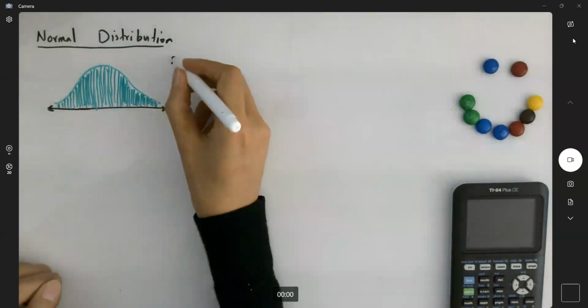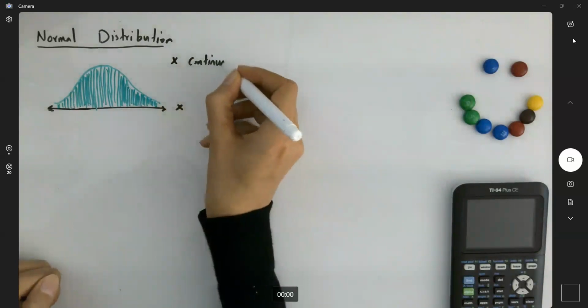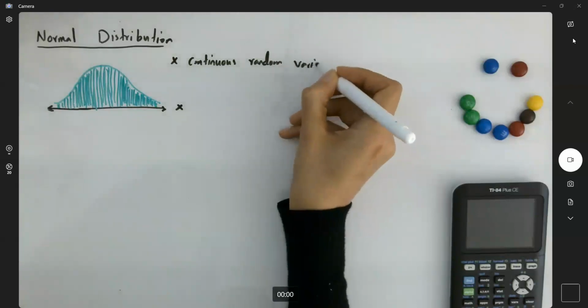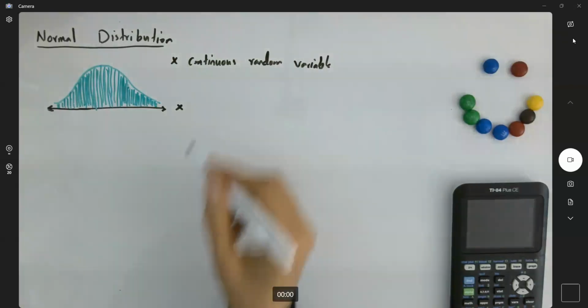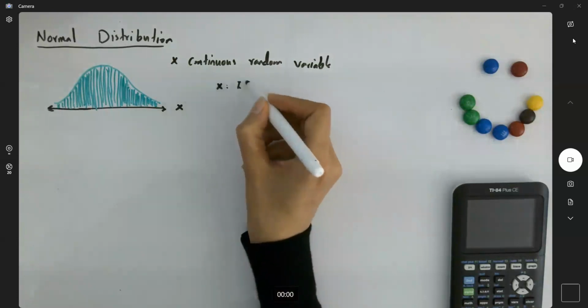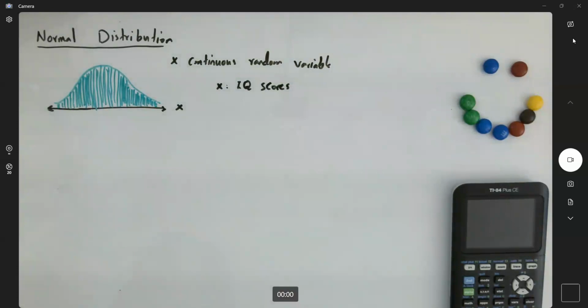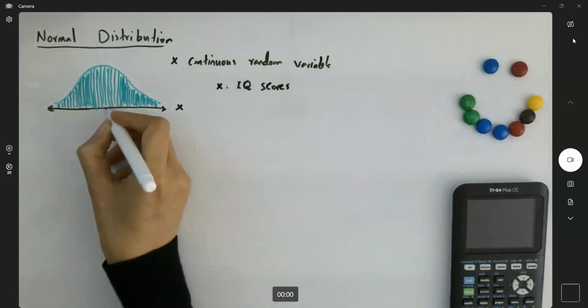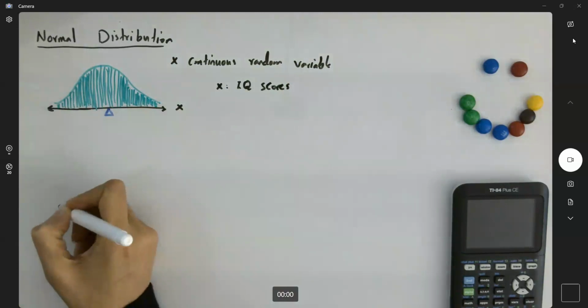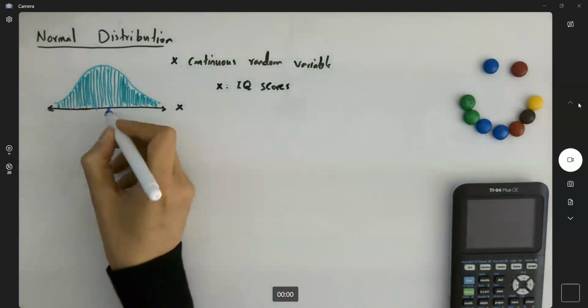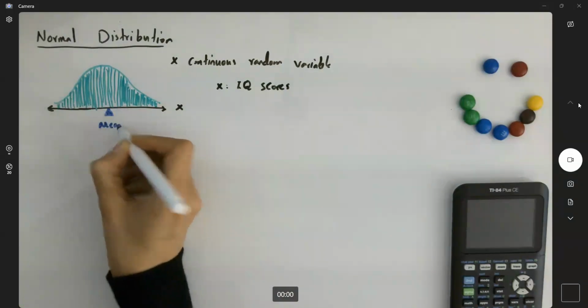So x is a continuous random variable. For example, x can be IQ scores. Well, when you have IQ scores as a normal distribution, the mean is going to be located here, the balancing point or the mean. So this is your mean or balancing point.